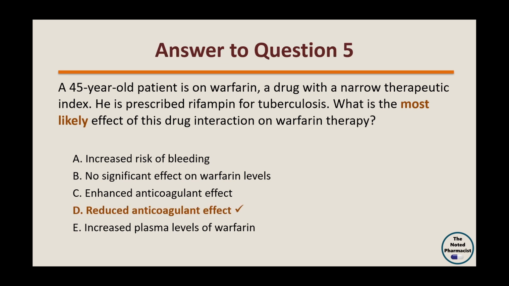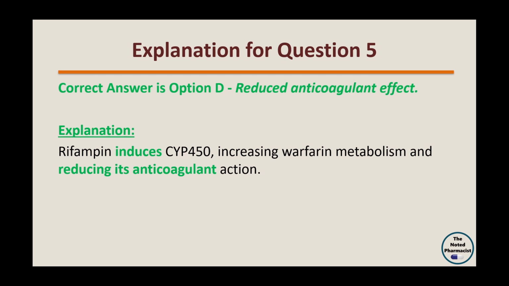The correct answer is option D, reduced anticoagulant effect. The explanation is as follows. Rifampin induces CYP450 enzymes, particularly CYP2C9, which increases the metabolism of warfarin. This results in lower plasma levels of warfarin, reducing its anticoagulant effect and increasing the risk of clot formation.